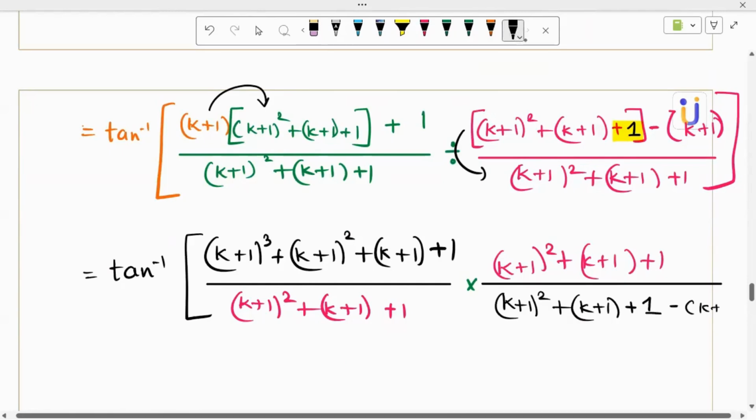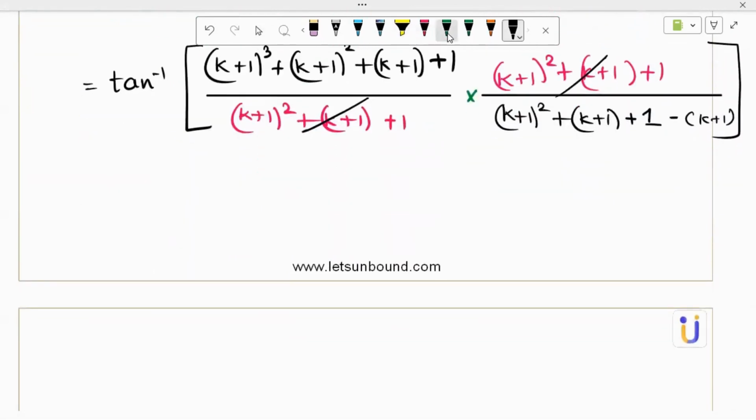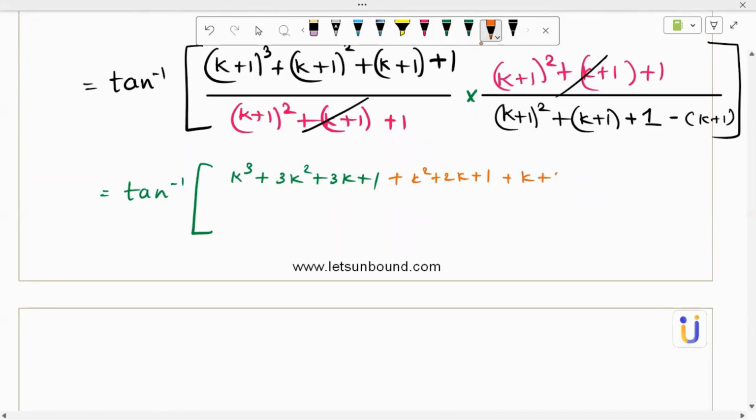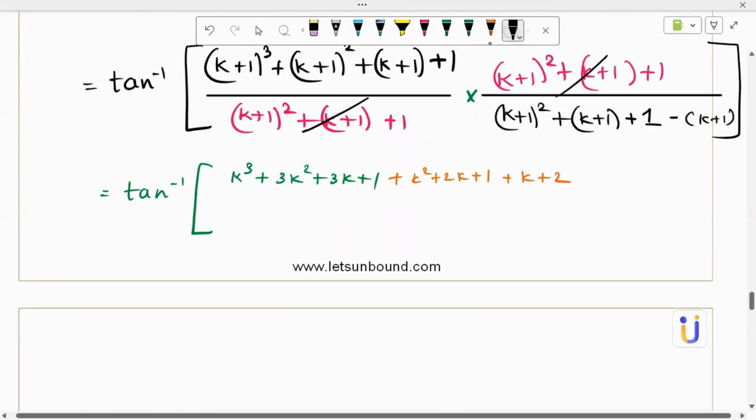Minus of (k plus 1) is there. Now let's close the bracket and this will get cancelled, exactly the same stuff. For the simplification, tan inverse of (k plus 1) the whole cube can be expressed as k cube plus 3k square plus 3k plus 1. Then (k plus 1) square is k square plus 2k plus 1. These are simple identities, I'm doing it quick. And k plus 2 divided by.